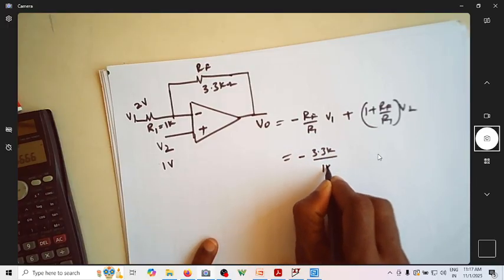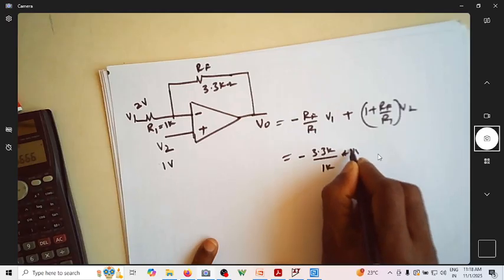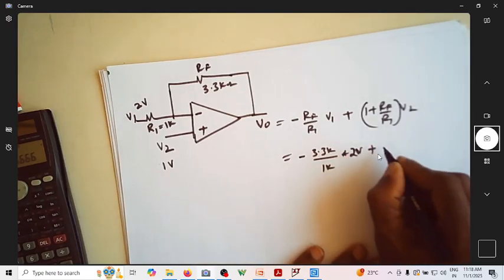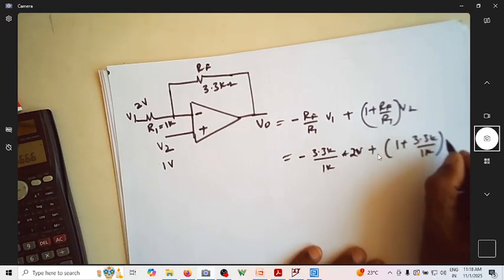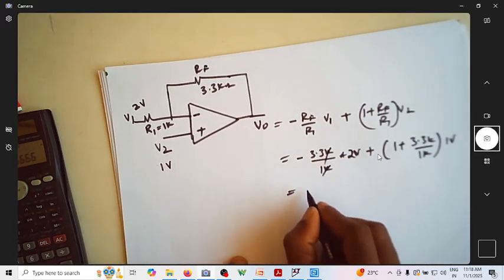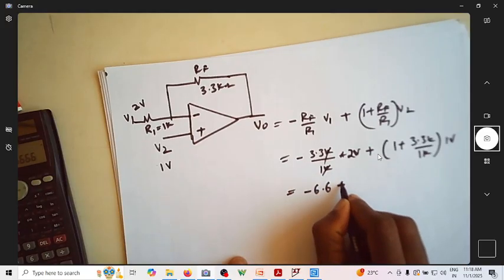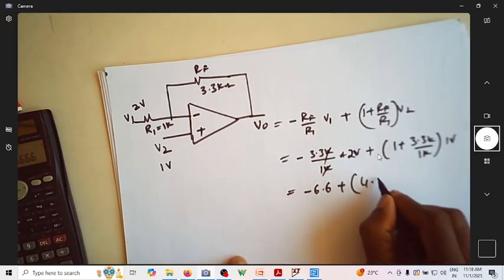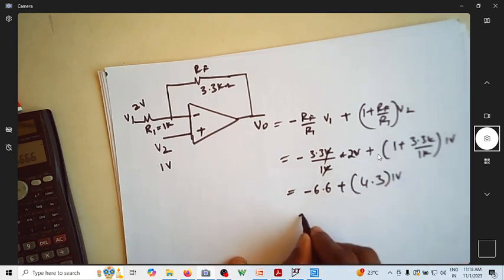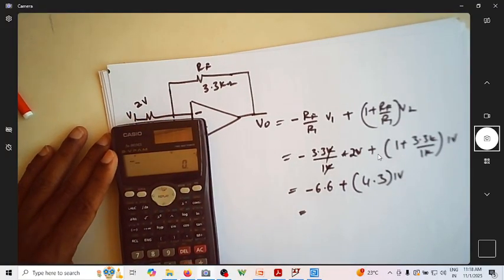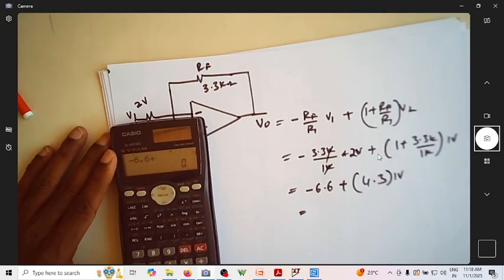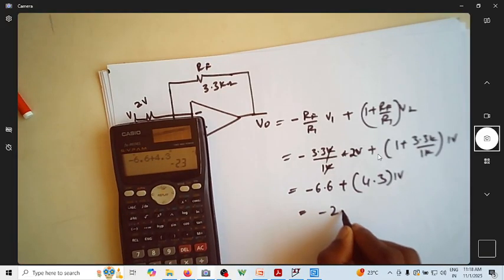So it is minus 3.3k by 1k into 2 volts plus of, it is 1 plus, again this is 3.3k by 1k, into this is 1 volt. So what we have now, is it not minus 6.6 plus of, is it not 4.3 into 1? So how much is this now? So it is minus 6.6 plus of 4.3, it is minus 2.3 volt.